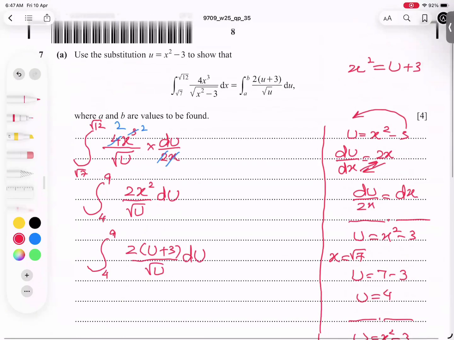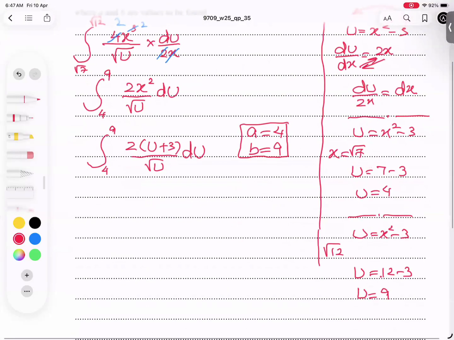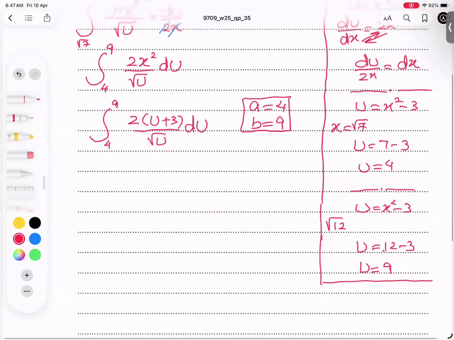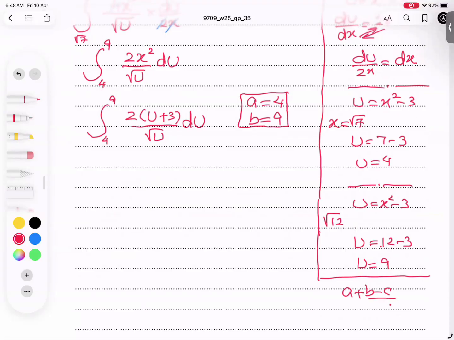And he said to find A and B. So I can write now: A value is 4, B value is 9, because he asked us, so we must mention these values. Okay, students, now we have to solve it. How can we do it? According to the algebraic property, you know what the algebraic property is? When two values add or subtract, like A plus B minus C over D, we can split them.